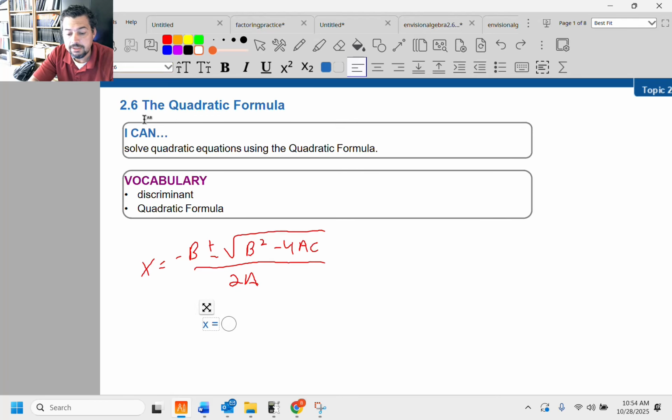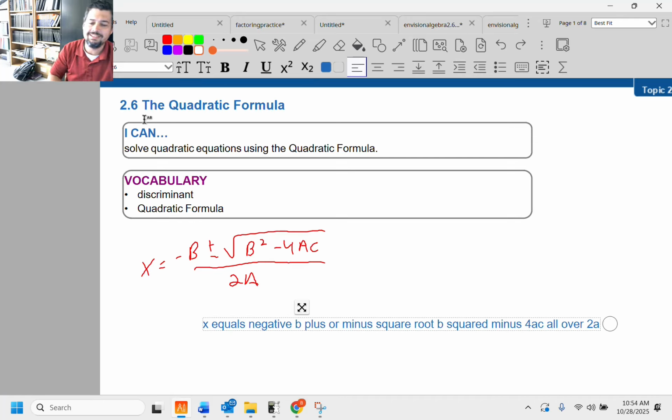It's x equals negative b plus or minus square root b squared minus 4ac all over 2a. If you need the lyrics, there they are, okay?